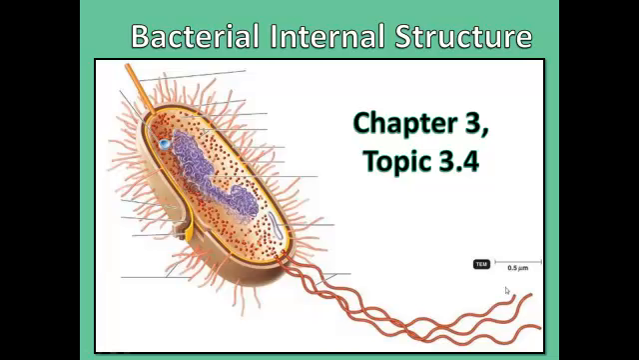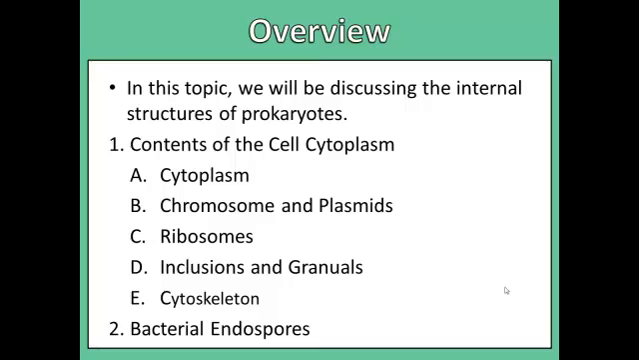Chapter 3, Topic 3.4, Bacterial Internal Structure. In this topic, we will be discussing the internal structures of prokaryotes, including the contents of the cell cytoplasm, which includes cytoplasm, chromosome and plasmids, ribosomes, inclusion and granules, and the cytoskeleton. We're also going to be talking about bacterial endospores.